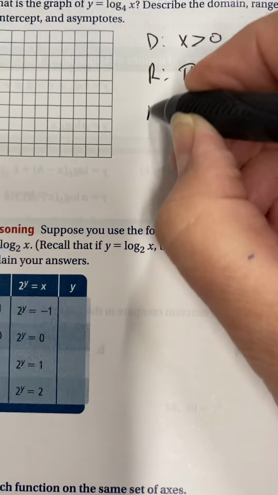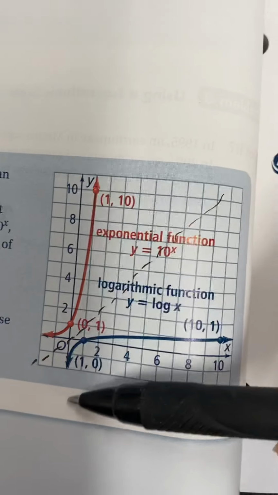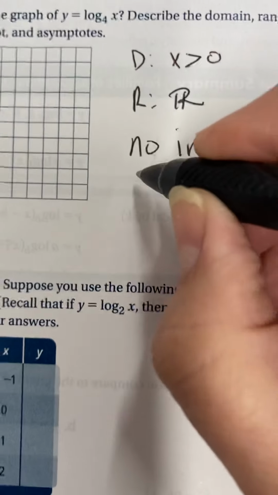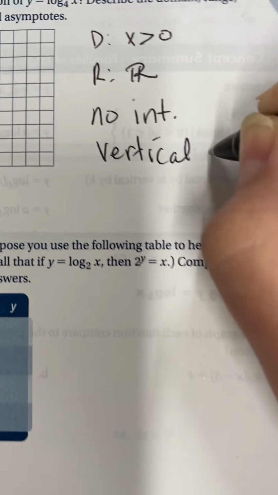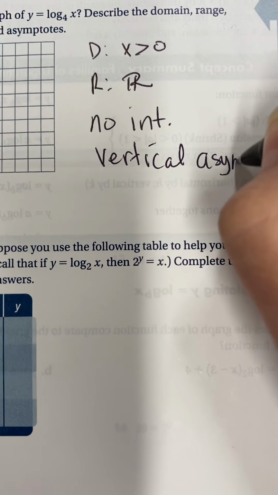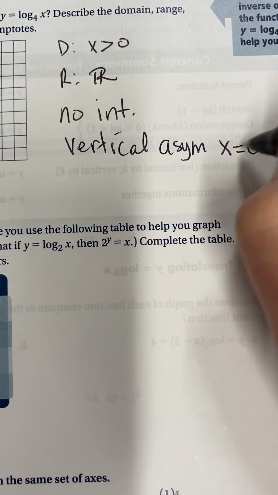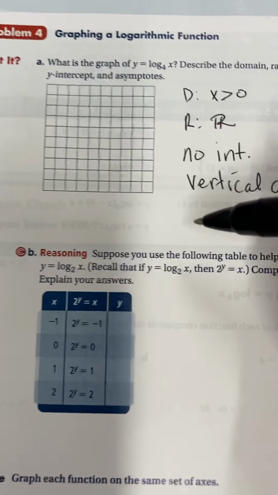There is no y-intercept on this one, and the reason being, again, is because this y-axis is your asymptote, so it won't cross it. And so you have that vertical asymptote. Okay, so the vertical asymptote is when x is equal to 0. When x is equal to 0, it's your y-axis. All right, so you have a vertical asymptote at your y-axis.